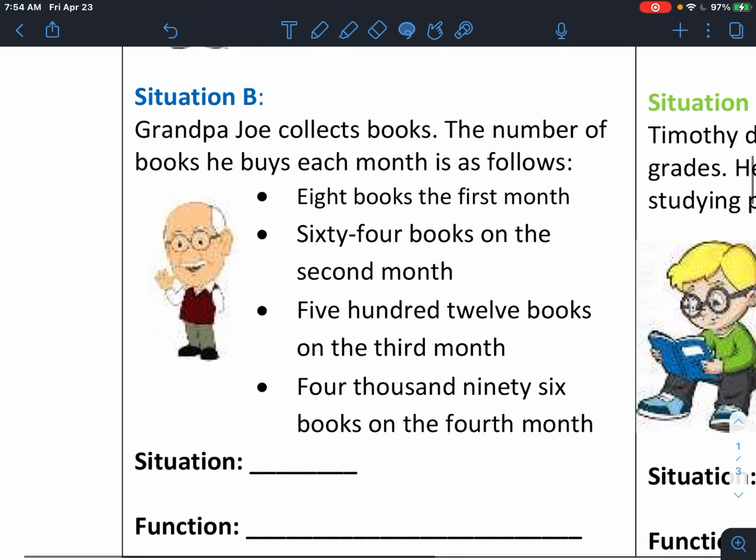Situation B, Grandpa Joe collects books. The number of books he buys each month is as follows. Since these numbers are written out in word form, it might help if you write them out as numbers. So 8 books in the first month, 64 books in the second month, 512 in the third month, and 4,096 books in the fourth month.